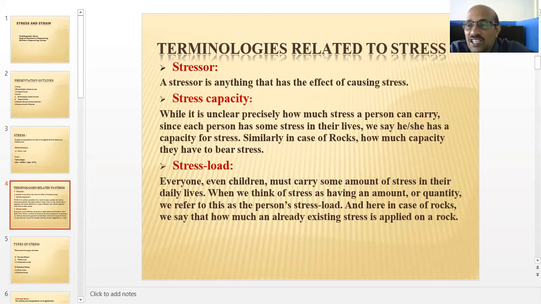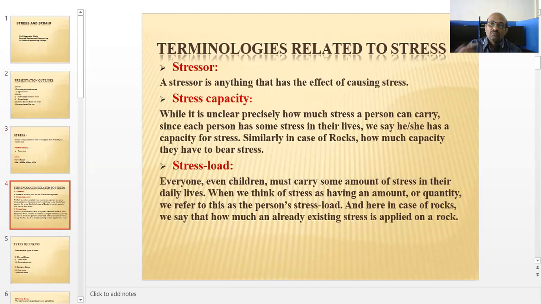Similarly, in the case of rocks, if you put a load or force on one, it can withstand up to some limit. Suppose the capacity of that rock is 10 kilonewton; then it can withstand 10 kilonewton. So the rock also gets stress. How much capacity the rock can bear, and how much capacity a human being can bear, we can refer to all of these.